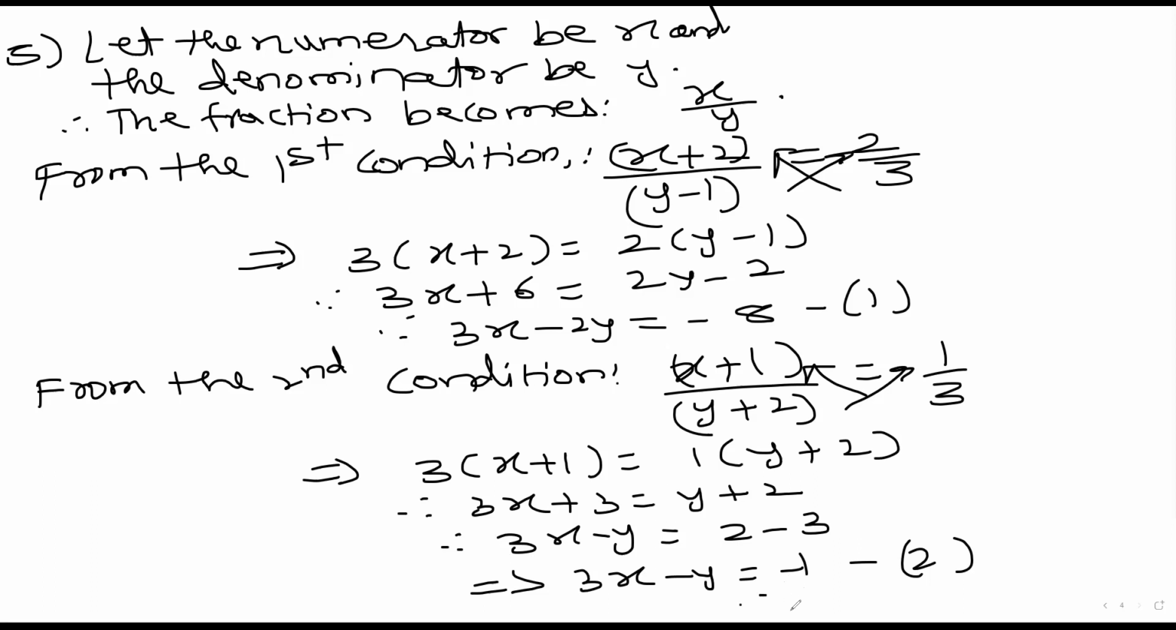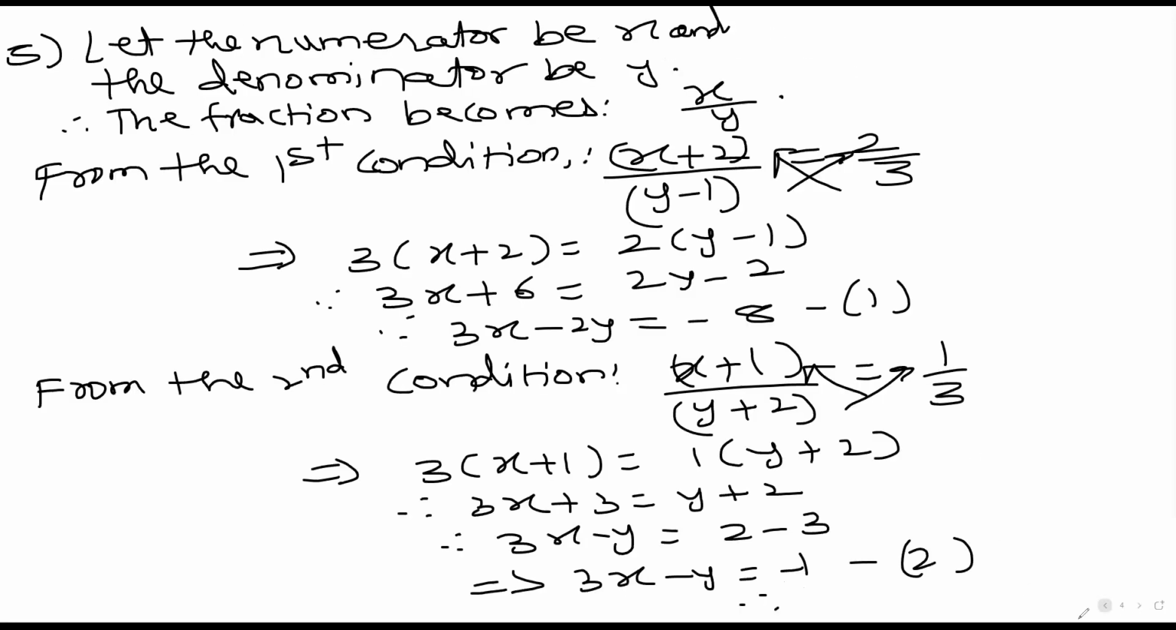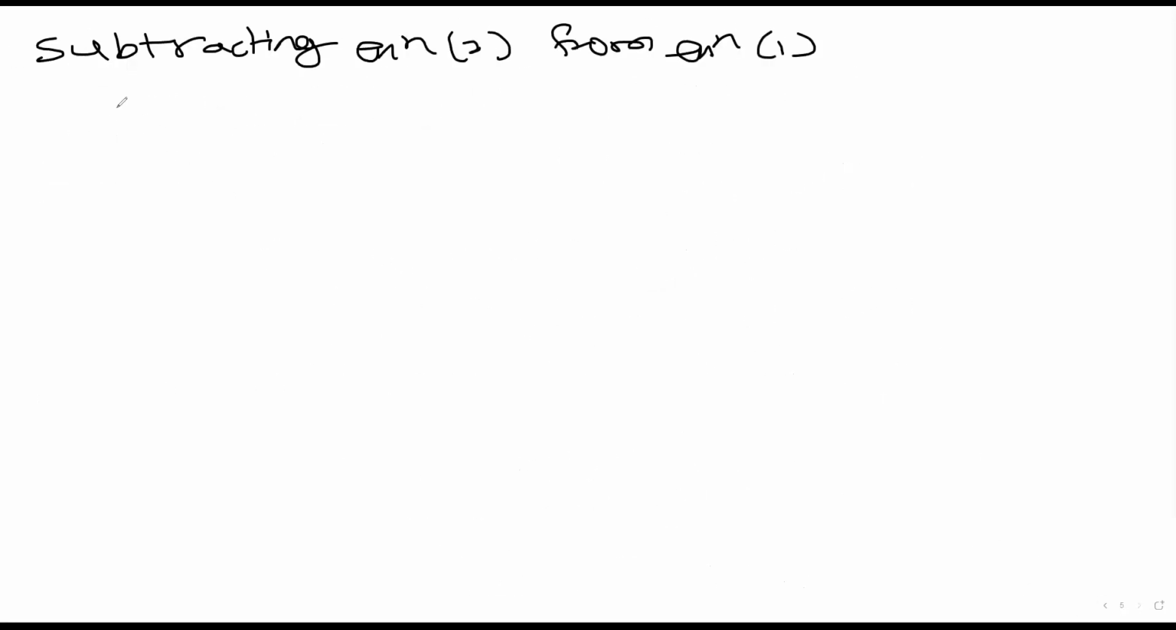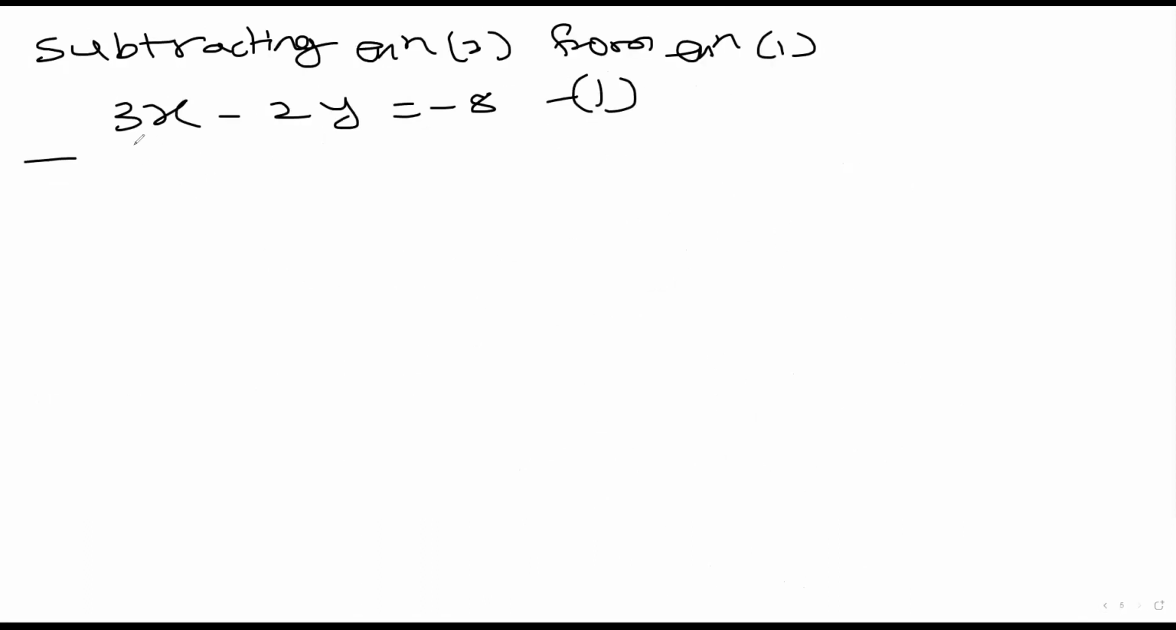Anyways, I'm going to use the subtraction. Subtracting equation 2 from equation 1. So I have to write equation 1 first. So I get 3x minus 2y is equal to minus 8. And when I subtract, we get 3x minus y is equal to minus 1.